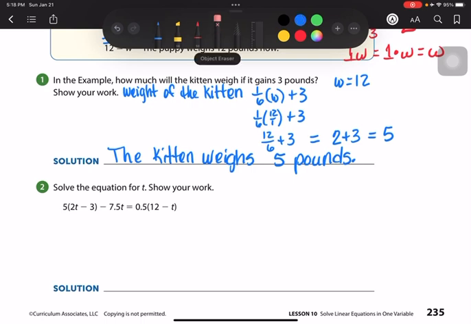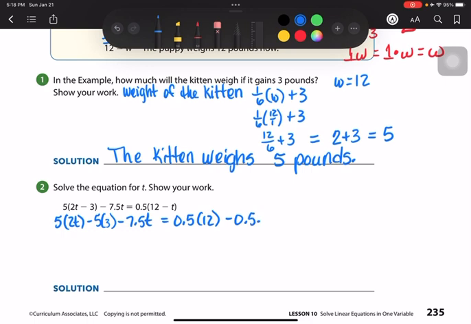Okay, so I'm going to distribute 5 times 2t minus 5 times 3 minus 7 and 5/10 t equals 5/10 times 12 minus 5/10 times t. So all we did here was distribute the number on the outside of parentheses to what's on the inside. Now if you notice, this subtracted 7 and 5/10 t is not in parentheses, so we don't have to bring the 5 over to that.